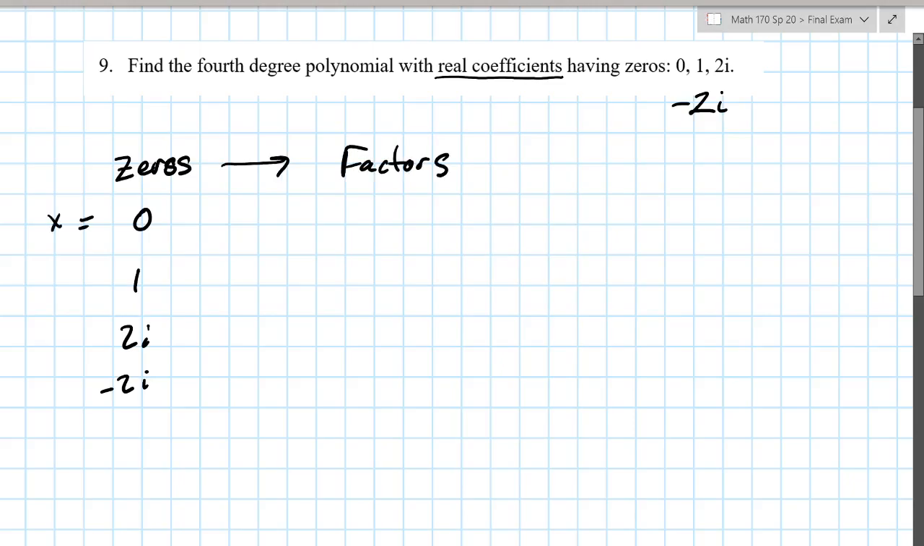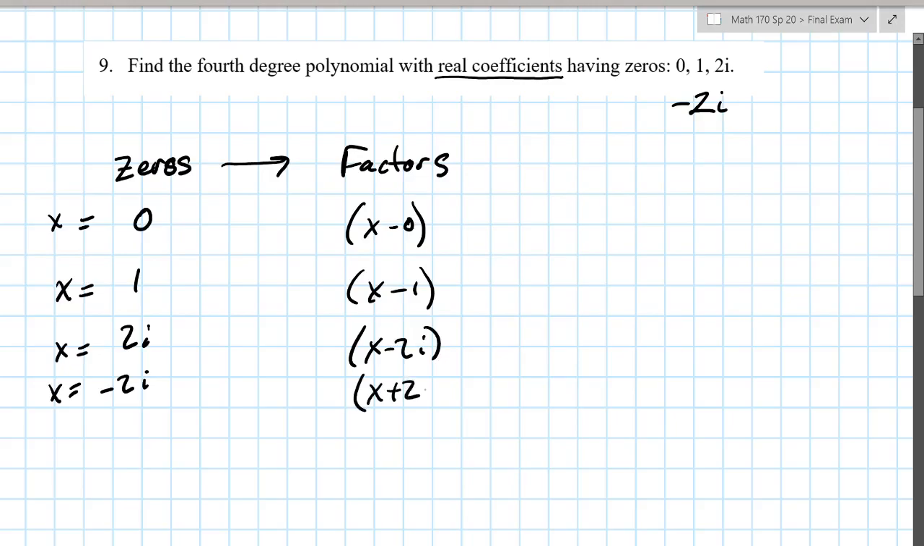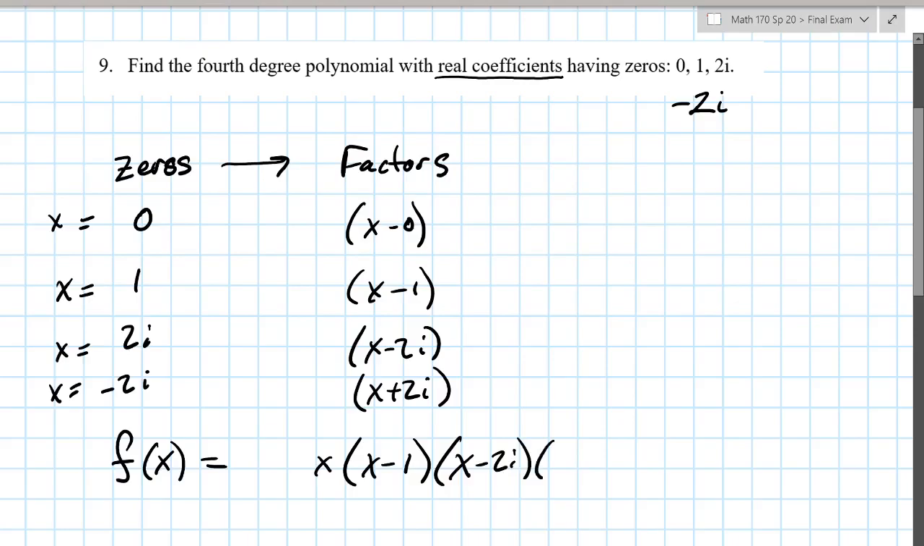So if we have x equals, x equals, x equals here, just rearranging this left-hand side gives us x minus 0 is a factor, x minus 1 is a factor, x minus 2i is a factor, and x plus 2i is a factor. So we can write our function f of x is equal to x minus 0, I'm just going to write that as x, times x minus 1 times x minus 2i times x plus 2i. So there's our fourth degree polynomial.